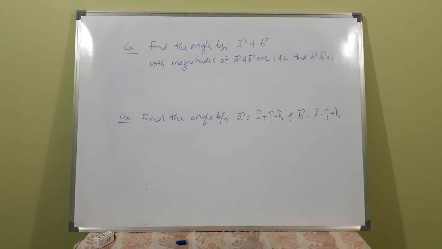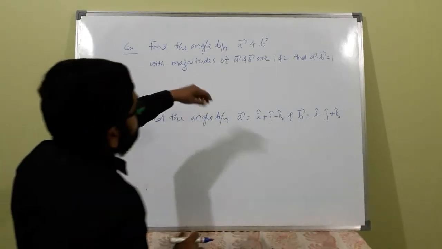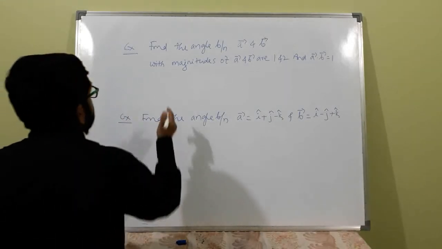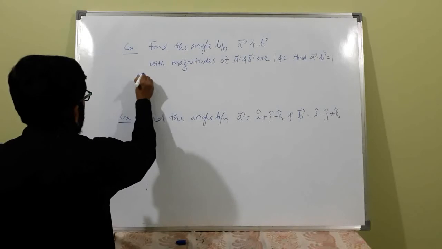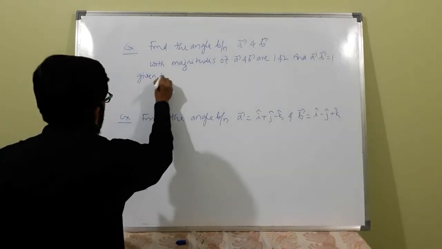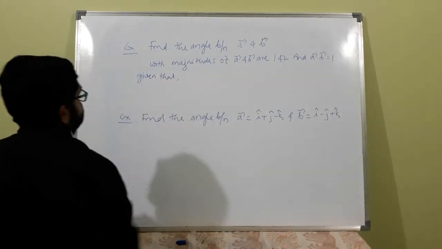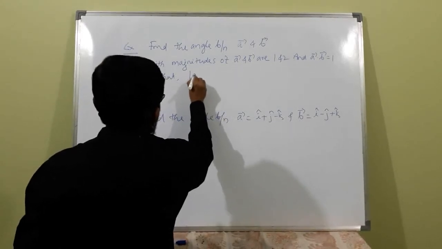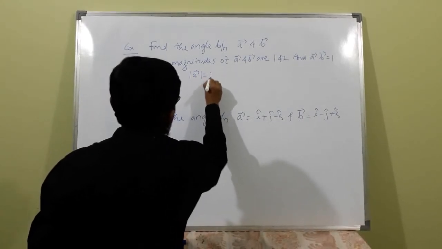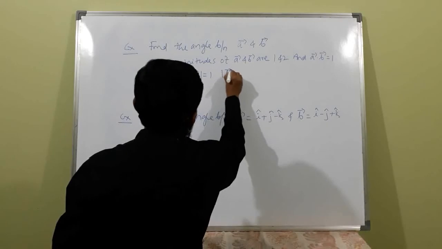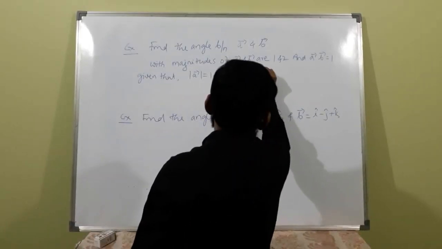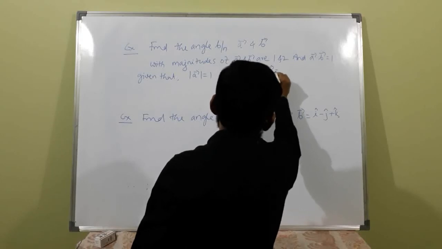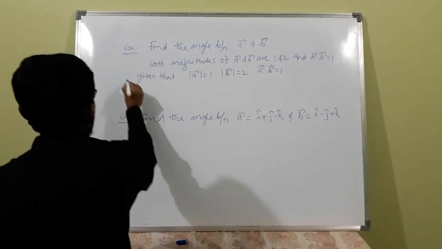Find the angle between A and B, where magnitudes of A and B are 1 and 2. Okay. What is given here? Given that magnitude of A is equal to 1, magnitude of B is equal to 2, and A dot B is equal to 1. That much information is given.